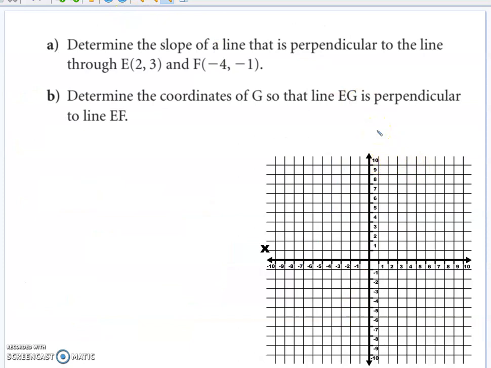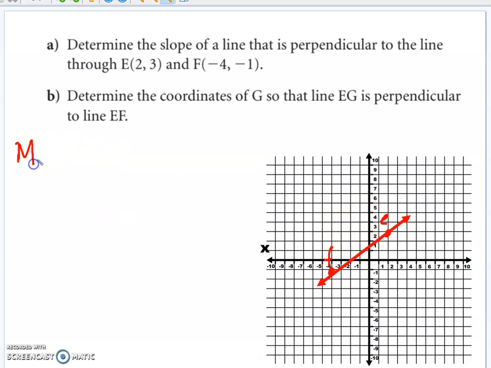So let's do this one. Determine the slope of a line that is perpendicular to this one. So let's draw it out. We have 2, 3, and again, I'm drawing it out each time. You do not need to do this. I think it's just nice to have a visual for some of you that may like to see what's happening. So this is E and F.